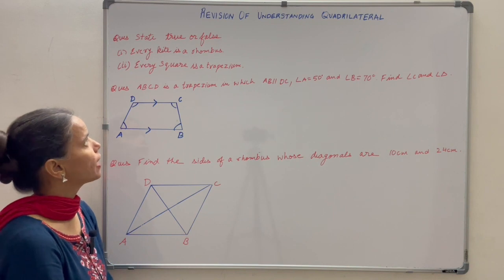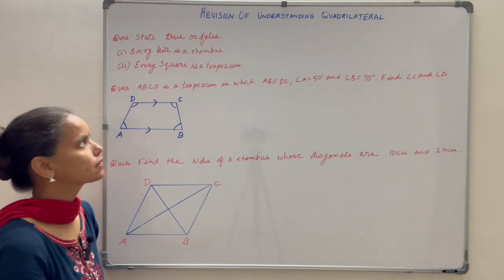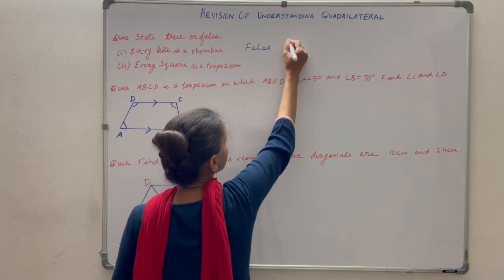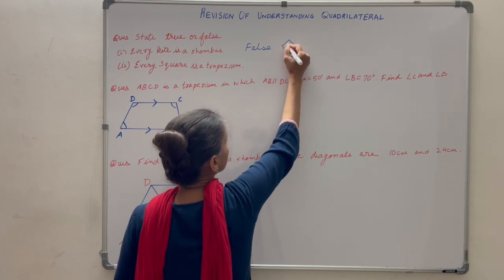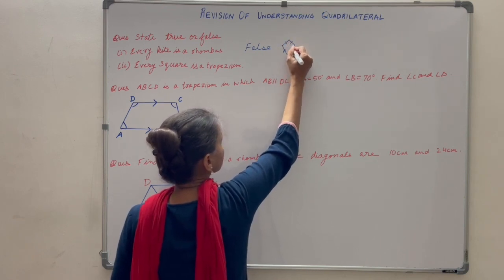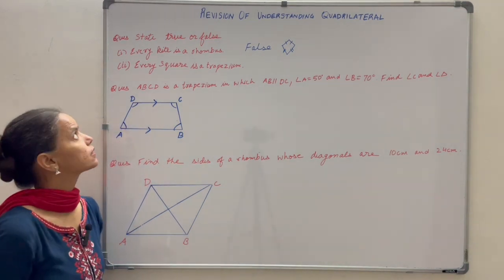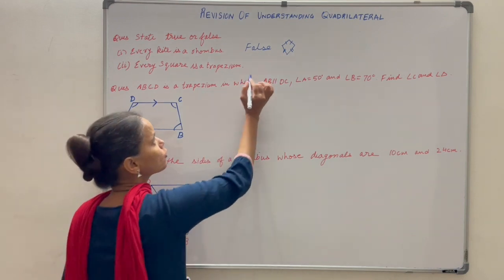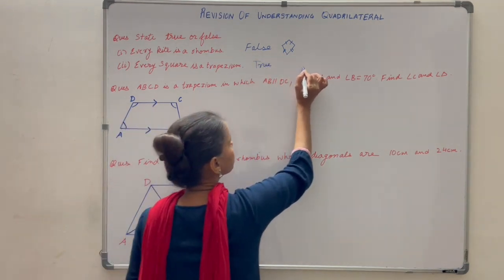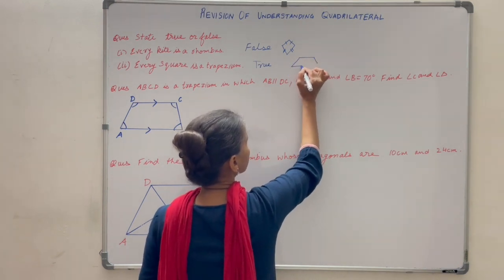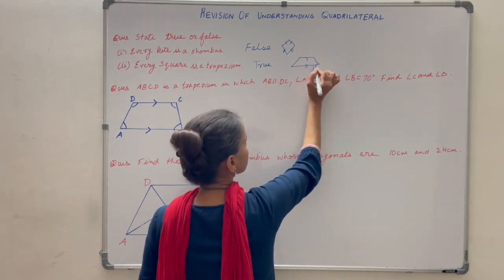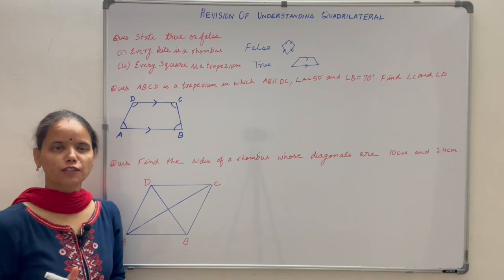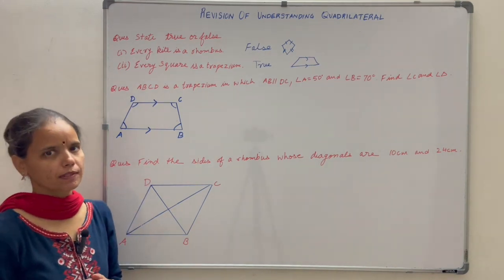State true or false. Every kite is a rhombus. The answer is false. Why is it false? Because in a rhombus all the sides are equal, whereas in a kite two distinct pairs of sides are equal. So the answer is false. Second question, every square is a trapezium. The answer is true. Why is it true? Because in a trapezium one pair of opposite sides is parallel. So all the squares satisfy that condition. So every square is a trapezium.